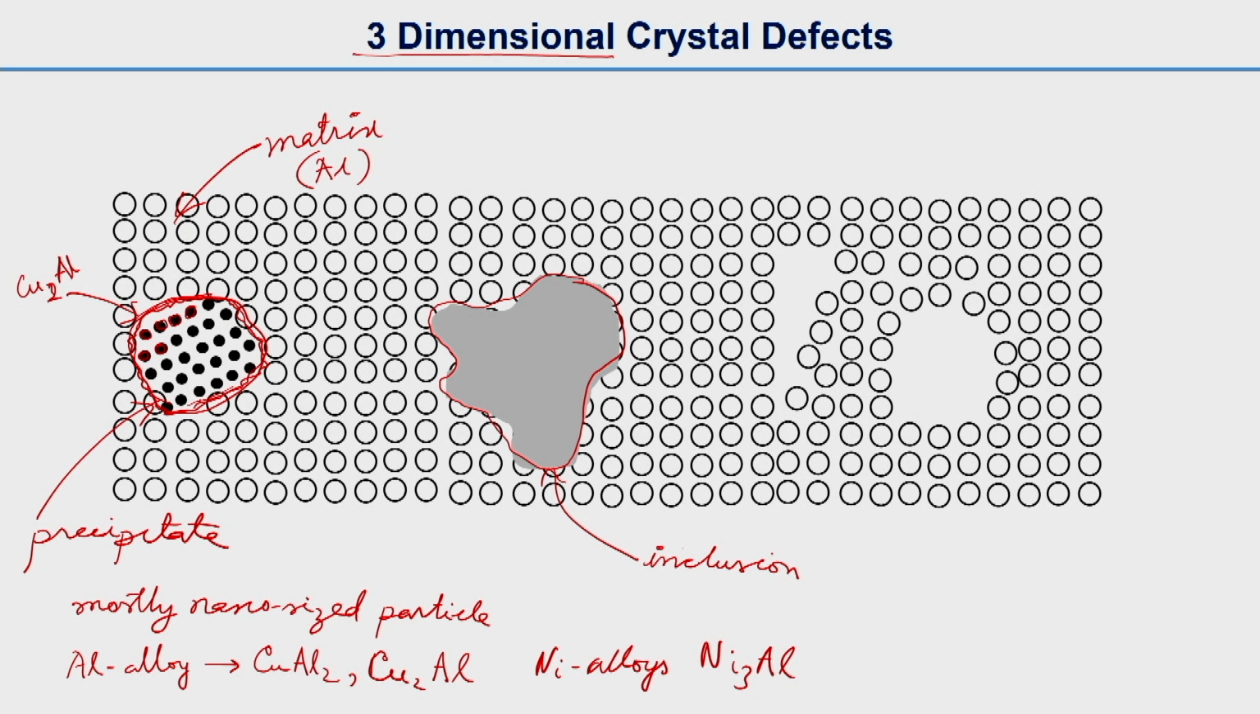Inclusions are mostly non-metallic: oxides, carbides, and sulfides. So these inclusions are very different from the precipitates, and also we have some other defects. So this one is a micro crack. So there is some vacant space here. So this is a micro crack, a very small crack.